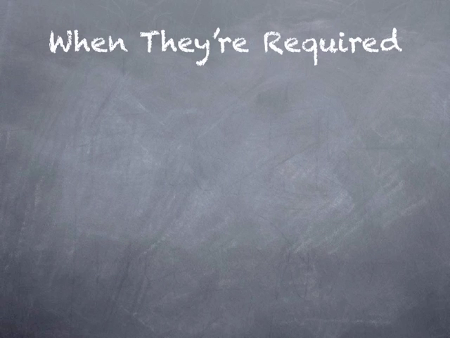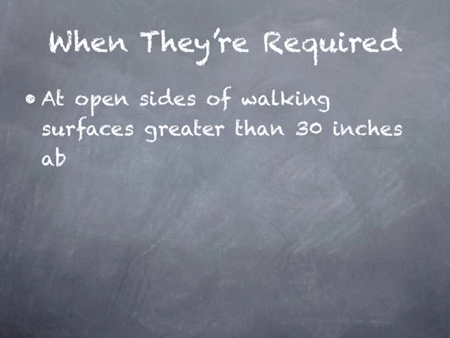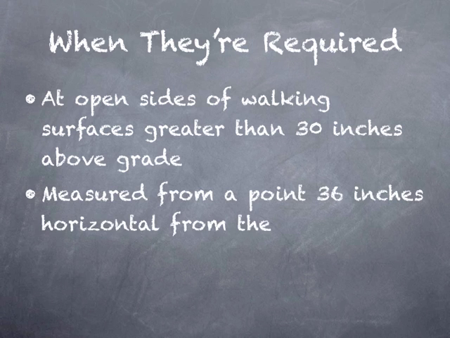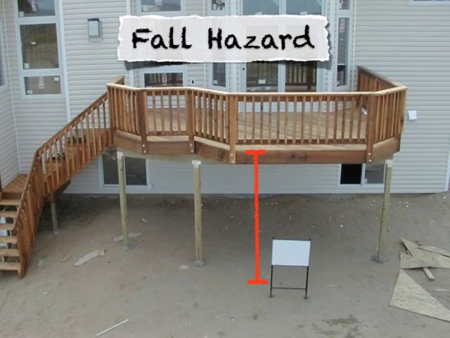Required guards have different requirements than those that are provided by choice. So first, let's look at what makes guards required. When the edge of a walking surface is more than 30 inches above grade, measured from a point 36 inches horizontally from the edge, a guard is required.